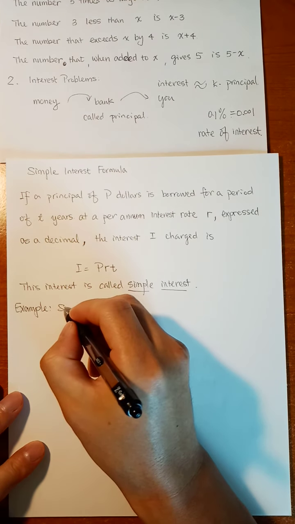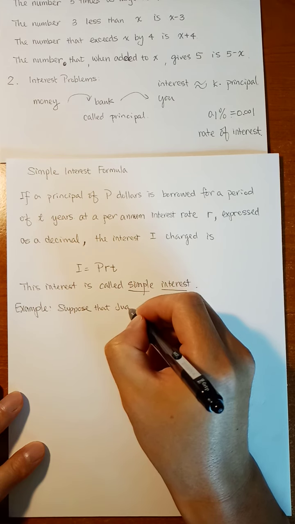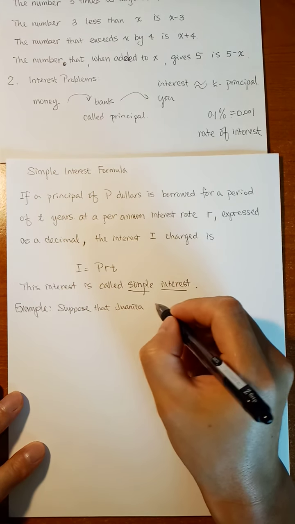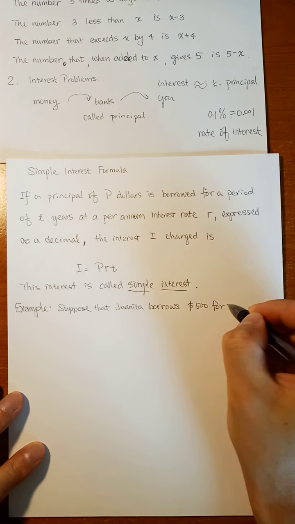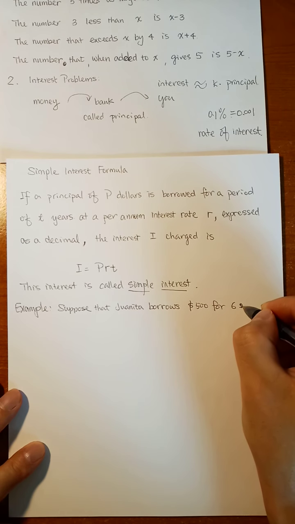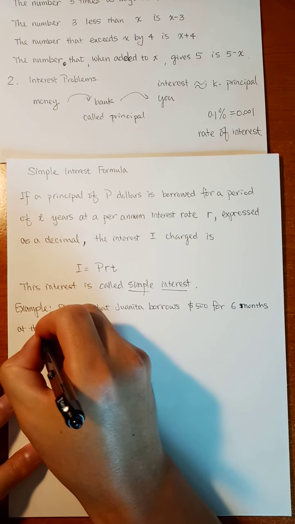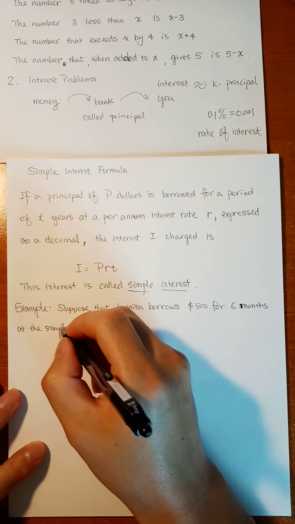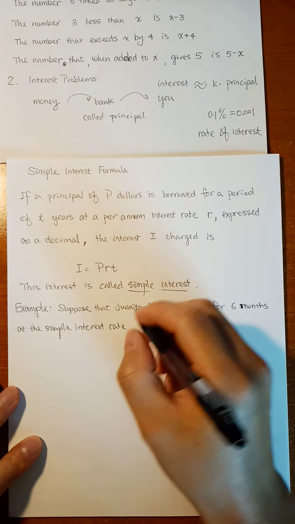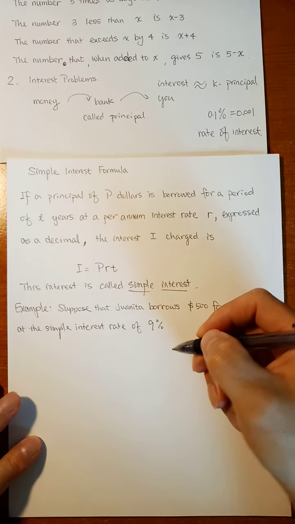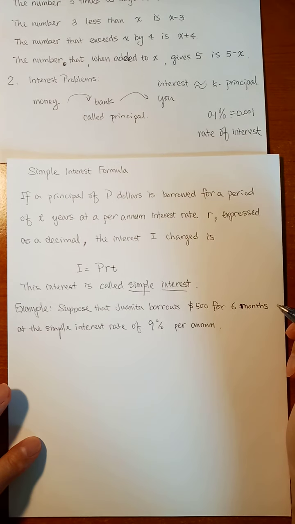Suppose that Juanita borrows $500 for 6 months at the simple interest rate of 9%. Well, it's very high per annum.